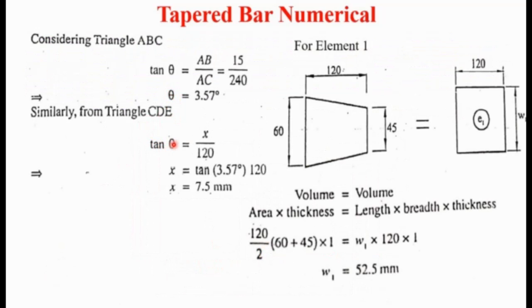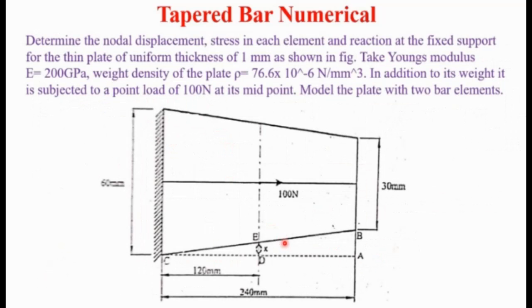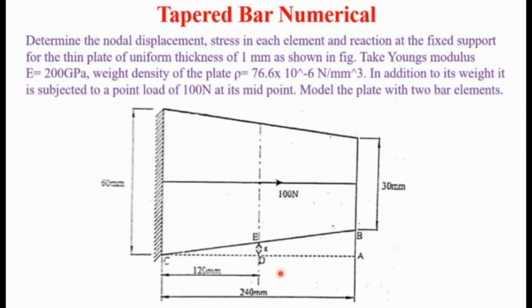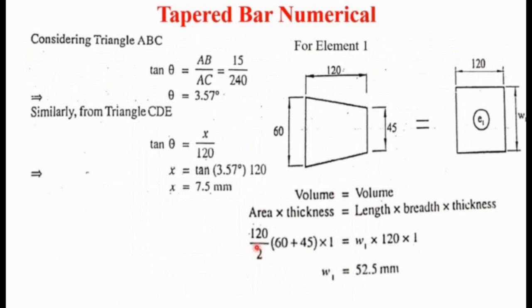in this triangle CDE, again tan of theta is known, 3.57. Tan of theta is equal to x divided by 120, where x means this E to D, that is ED, divided by this CD. This angle theta we have already calculated, it is 3.57. So by putting this value of theta here and 120, that is the length, we can calculate x. Therefore x is equal to 7.5 mm.